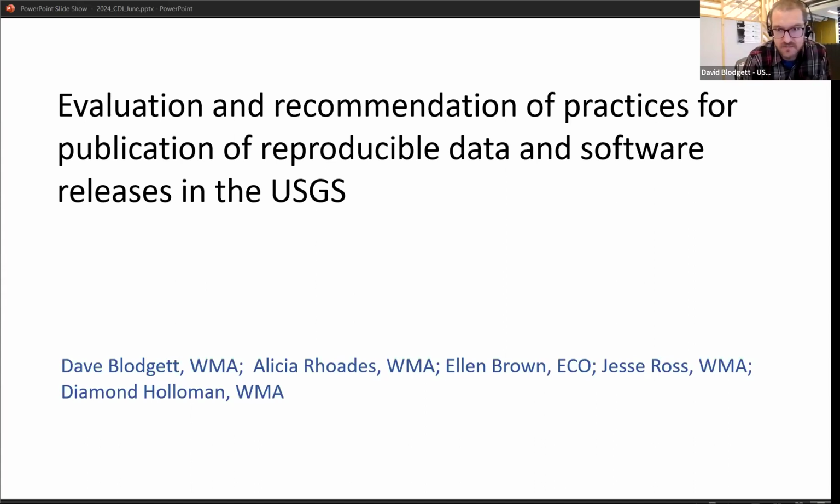Alicia and I, Jesse Ross, and Diamond Holloman are from the water mission area within the US Geological Survey, and Ellen Brown is with the ecological mission area, National Climate Adaptation Science Center. So we have representation from a couple of parts of the USGS, mostly focused on ecological modeling data or environmental modeling.